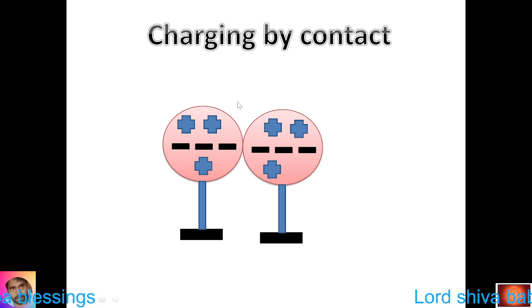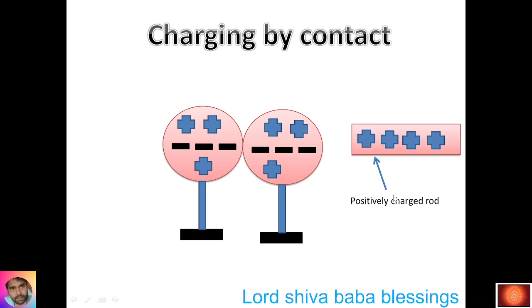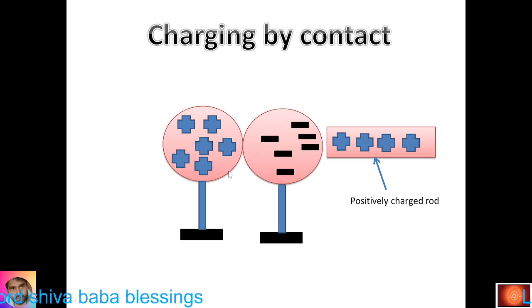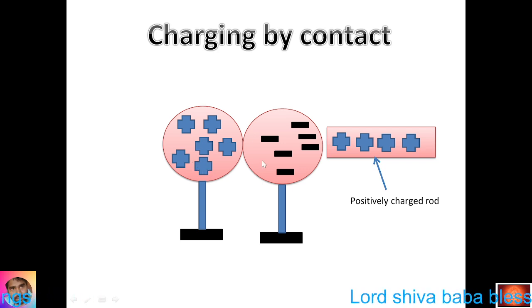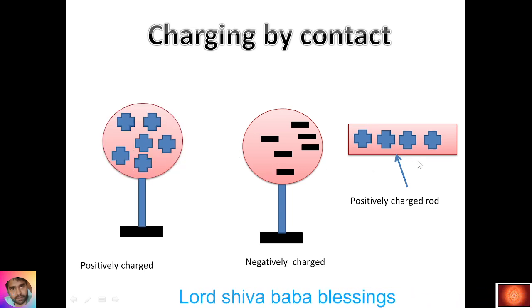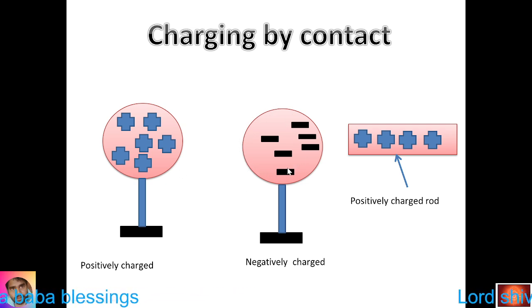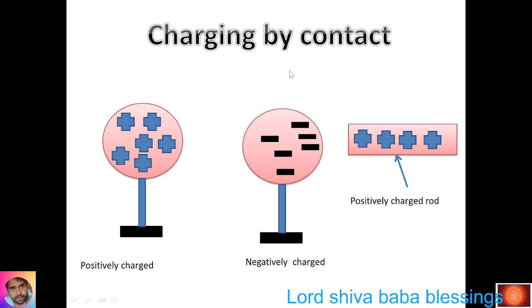Now in order to make this positively and negatively charged, we take a positively charged rod and bring it near the metallic sphere. Automatically, polarization takes place, so it attracts all the negative charges towards it and it repels the positive charge. Now we remove the contact and bring this rod away. So now one of the metal spheres is positively charged and the other is negatively charged. This is how we will be charging the neutral body by contact.